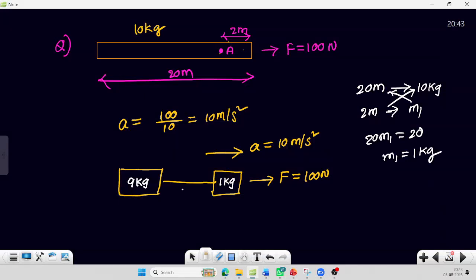Now you tell me how much the tension is here. So this block will take how much now? Yes, now M into A. M is 1, A value 10. So this is 10 newtons now. And so that means how much is the tension here? That is 90 newtons.